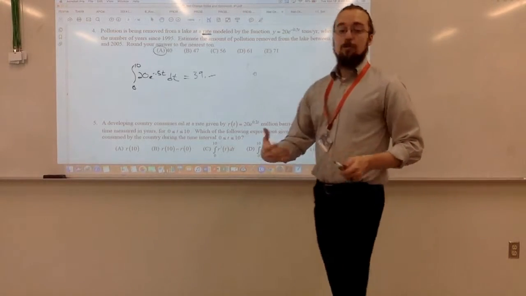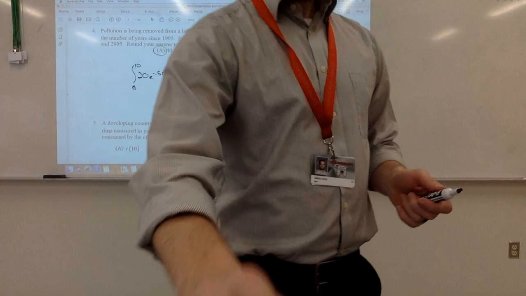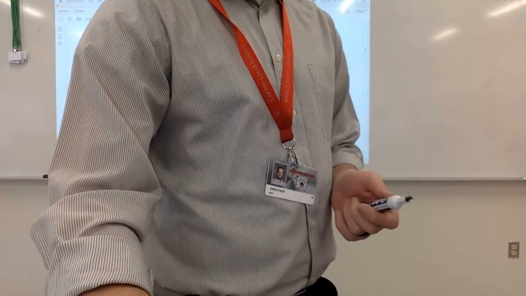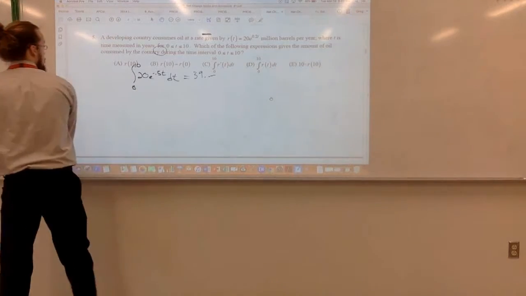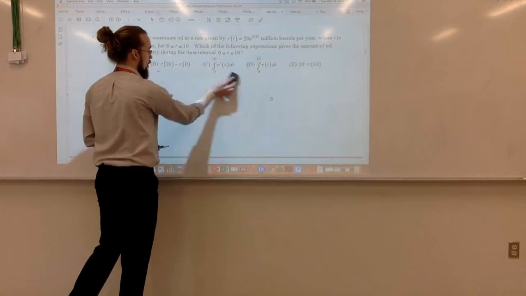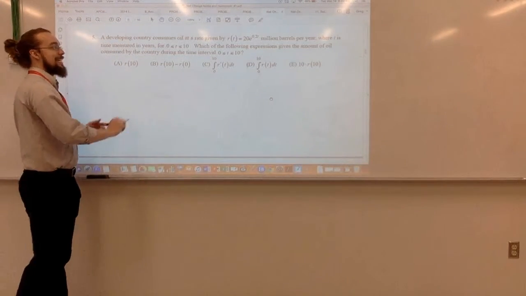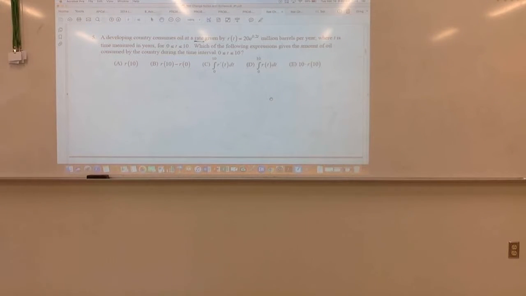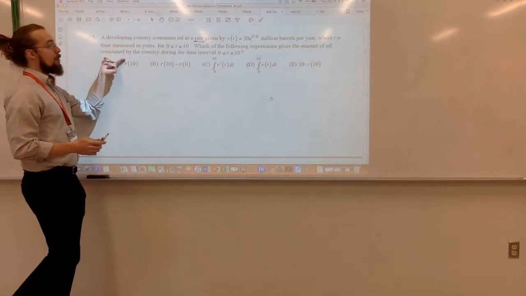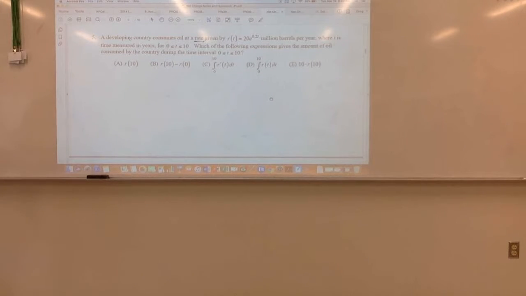So then the last multiple choice question on the homework was just setting up an integral, right? We didn't even have to solve anything. So it says that this function, r of t, is the rate at which a developing country consumes oil. So how would we set up the integral that gives the total amount of oil consumed by the country during the interval 0 to 10 years?